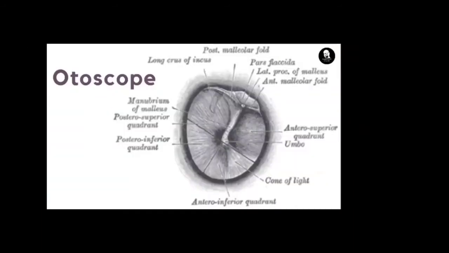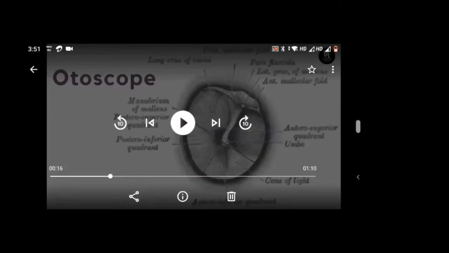This is the look of the tympanic membrane that you are going to see through the otoscope. Once you look through the otoscope via the outer ear, you can see this particular shape of the tympanic membrane.